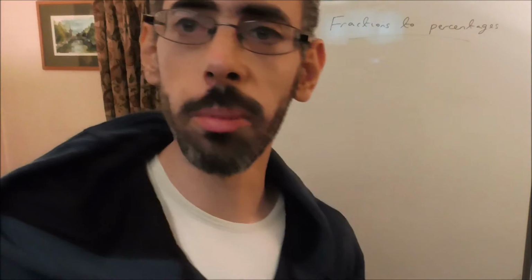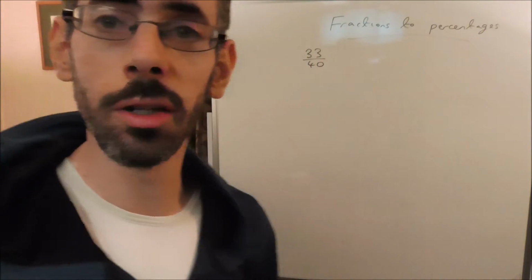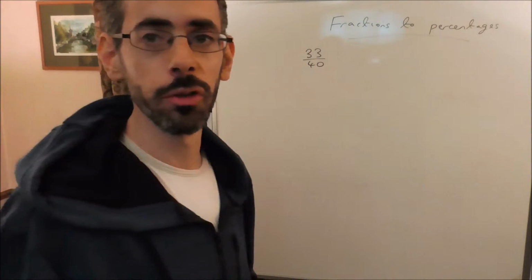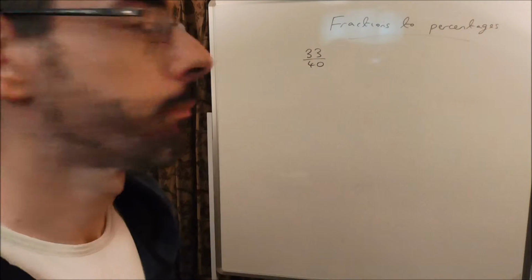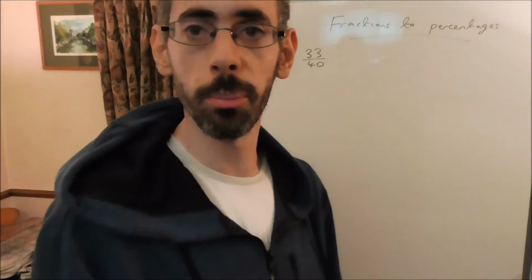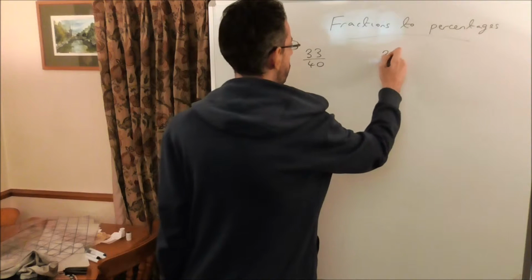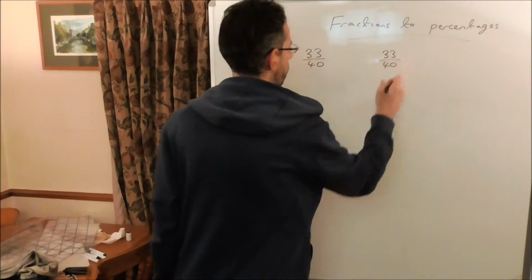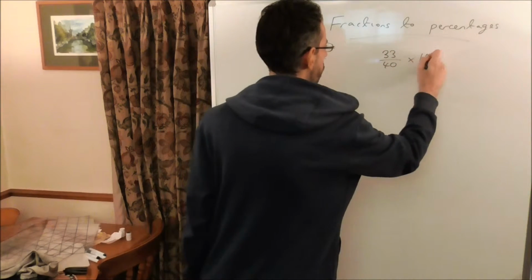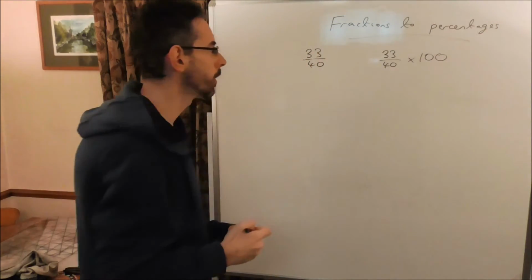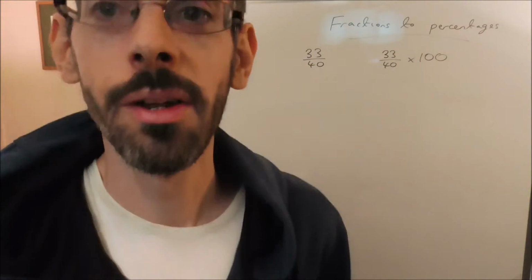But there is a more general method for changing any fraction into a percentage. All you do is multiply the fraction by 100, and whatever number you get, that's the percentage. So all you need to do here is multiply this fraction, 33 over 40, the whole thing, by 100. And you can do that on your calculator.